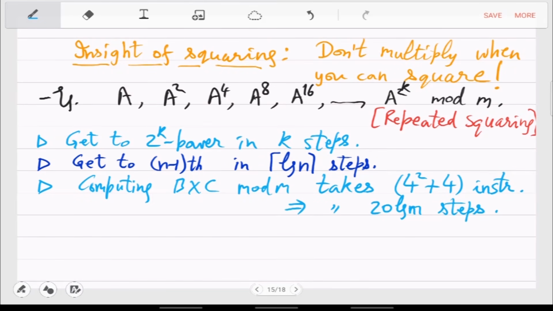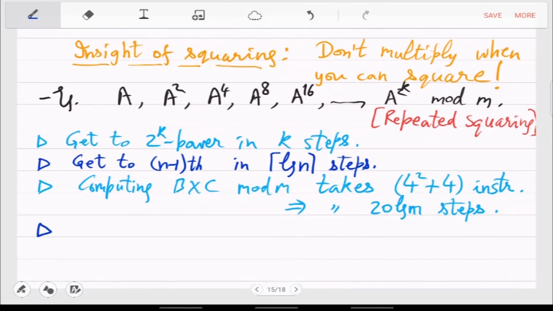So in terms of simple steps, you can multiply 2 matrices and also calculate the answer modulo m. The output will just be 4 integers between 0 and m minus 1. All that you can do in around 20 log m steps. Okay, so this is considered very cheap. This is not our bottleneck, but still you have to be careful about this.